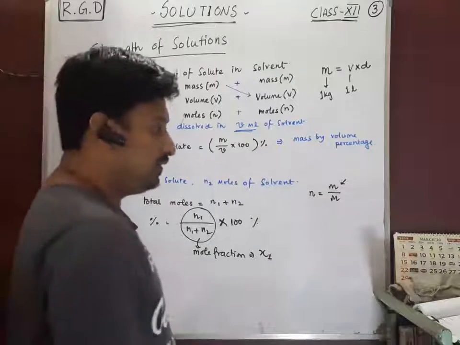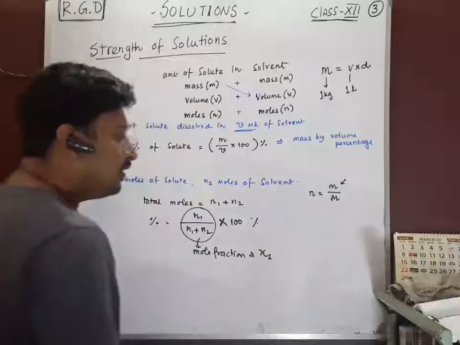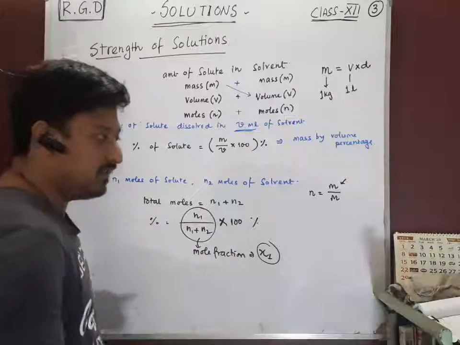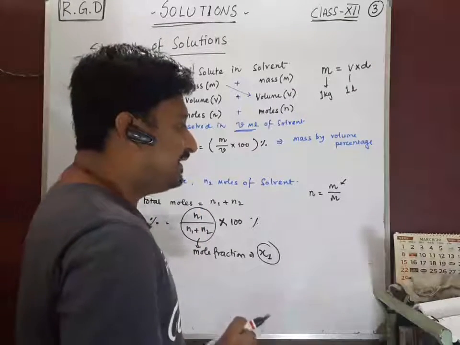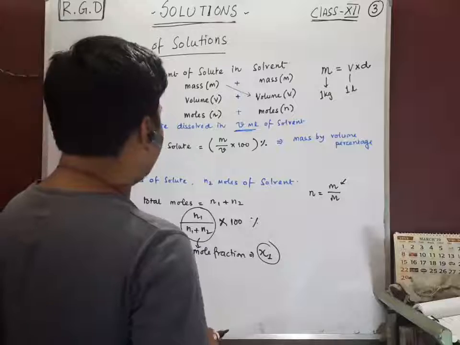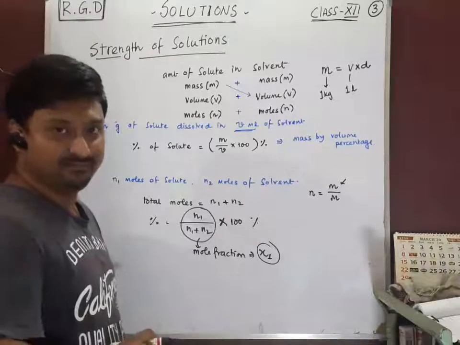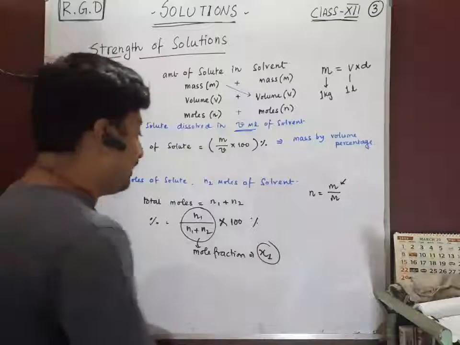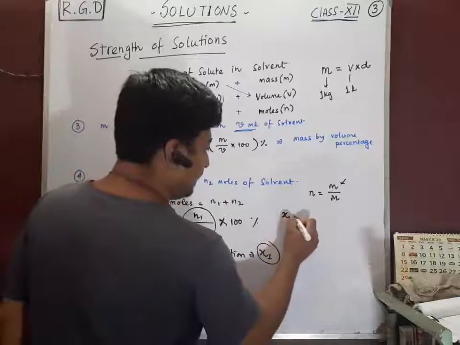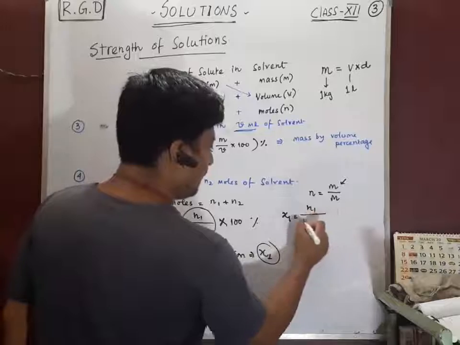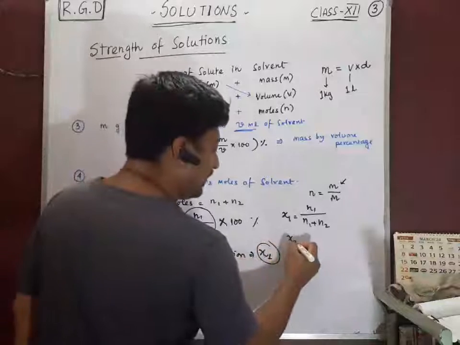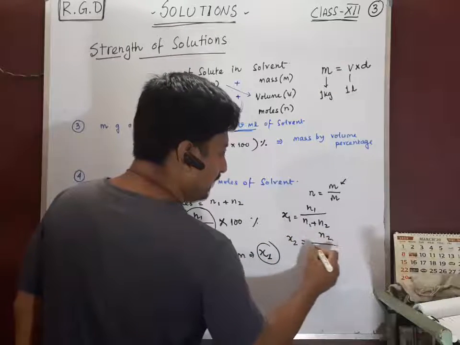Okay, so mole fraction. Now, what is its significance? It's very important. It represents the moles of the solute present in one mole of the solution. Why? Because by definition, x1 is N1 by N1 plus N2. And for component number 2, x2 is N2 by N1 plus N2.